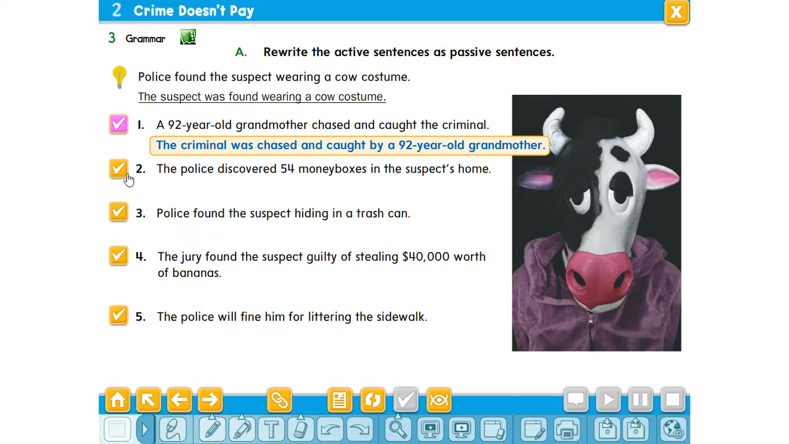Next, number two. We only do two sentences or two examples of each exercise. The police discovered 54 money boxes in the suspect's home. What is the object? The object is 54 money boxes. We start with this. We will say 54 money boxes were discovered in the suspect's home. This is for this exercise, and you should write the rest of these sentences.